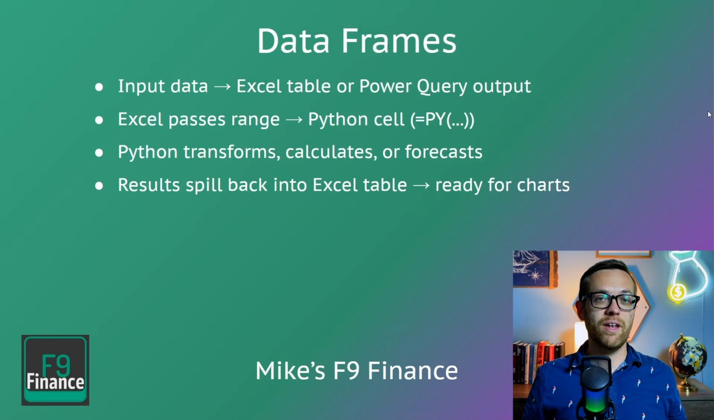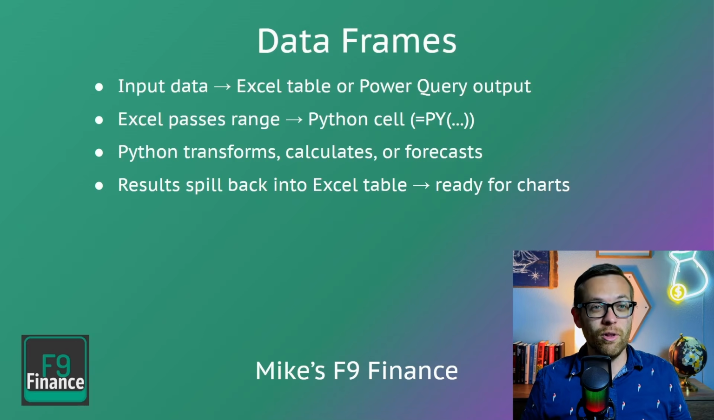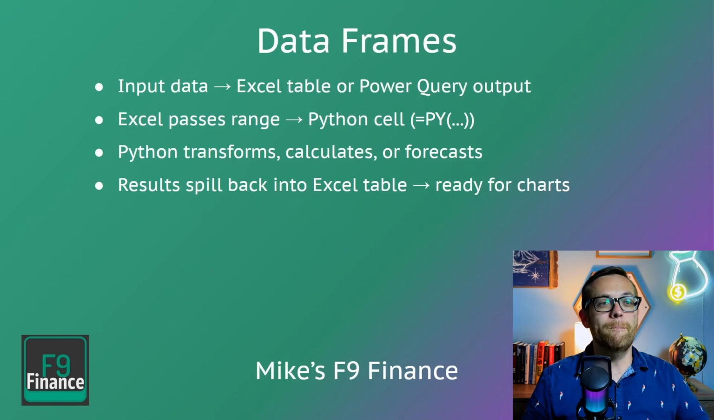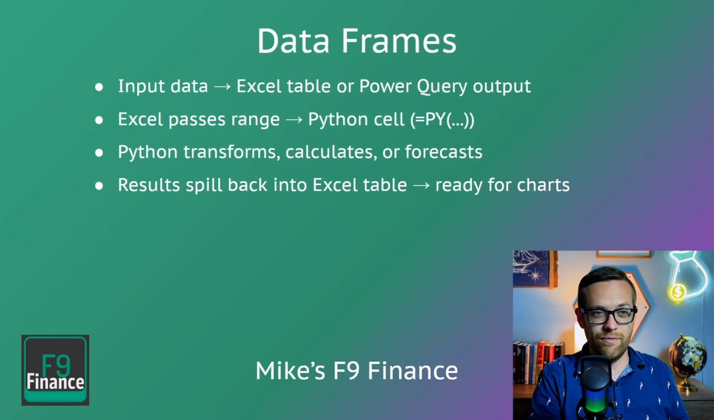You'll find that Python works through a concept called data frames. This is how you input data into Python. You're able to input either an Excel table or a Power Query output. Power Query output's great because you can already do some data transformation before Python, so Python can just do the advanced steps. Excel is going to pass the range from the input data into the Python cell, as I'll show you. Python then is going to transform, calculate, or forecast based on what's in that data frame. Then when it's done, all the results will come back into an Excel table, back into a data frame where it's ready for charting or any other analysis you need to do.